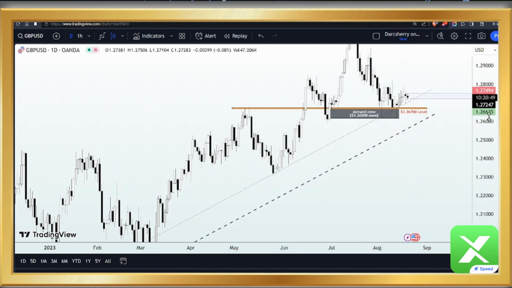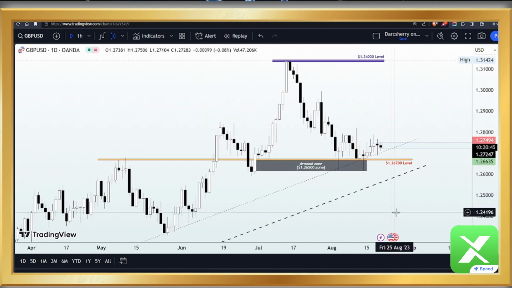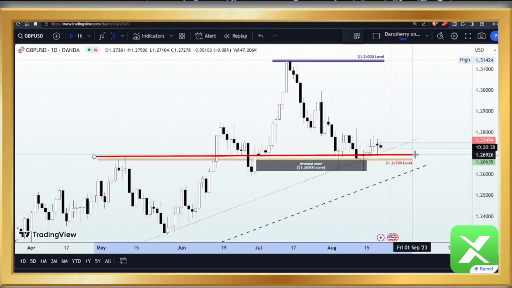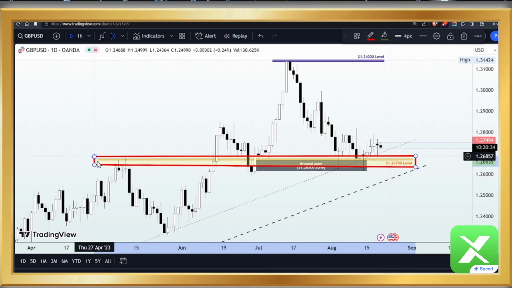Now, in addition to that trend line, we have a key level situated at the 1.26700 area. And in fact, this key level has been a major determinant of price action since the month of May. Now, if we go as far back as May, we saw how that level was a strong selling niche at some point. You will see here.